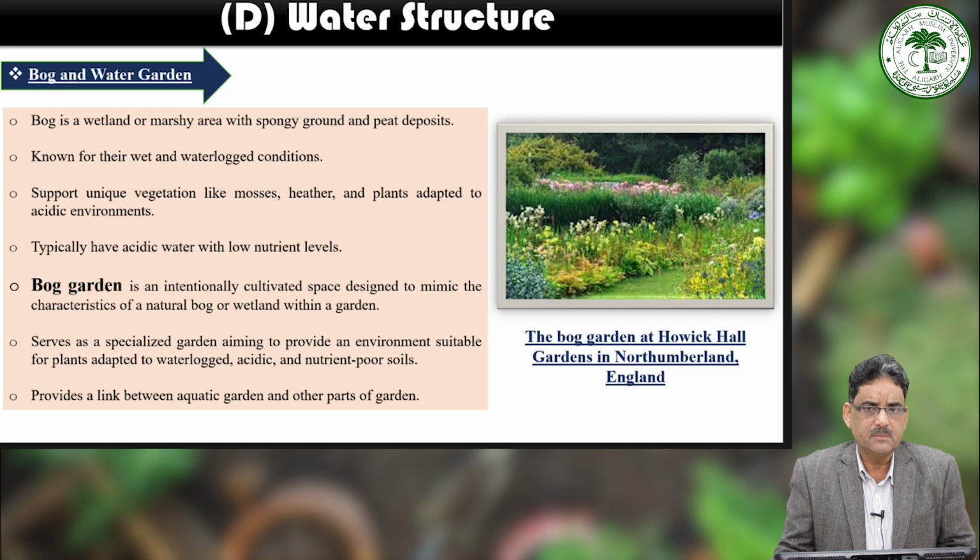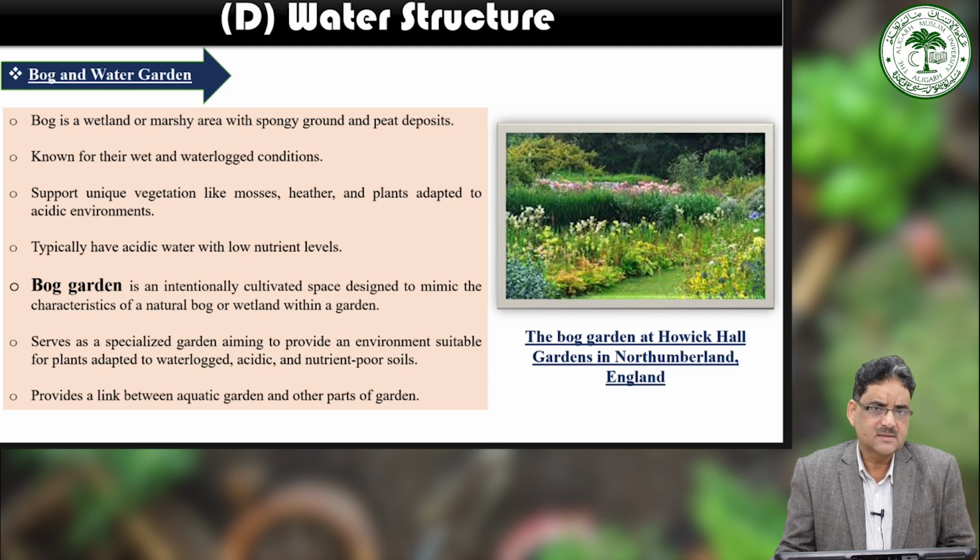A bog is basically a wetland or marshy area with a spongy ground and peat deposits. They are known for their wet and waterlogged condition. They support unique vegetation like mosses, heather and plants adapted to acidic environments. Bogs typically have acidic water with low nutrient levels.